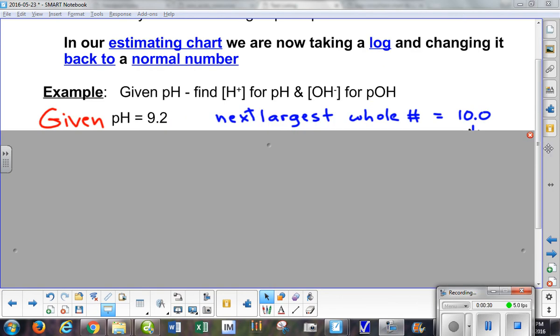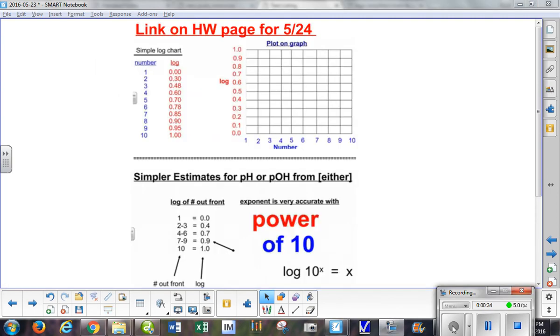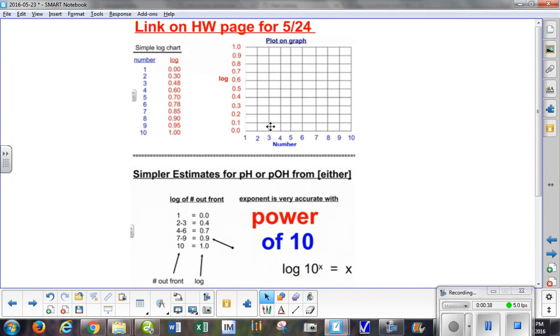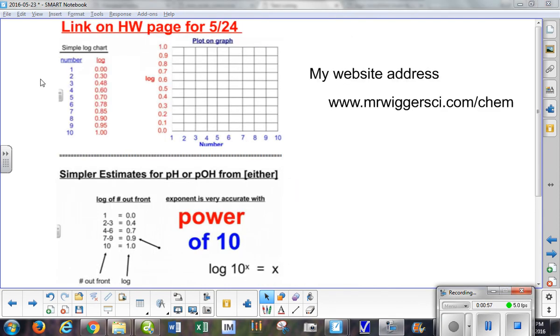So if we look over here at what was supposed to be there, these charts were on a handout that are available on my website on the homework page for 524, and let's go ahead and give you the year. This is 2016. So anybody watching this video could easily get onto my website and get that. It's website address.